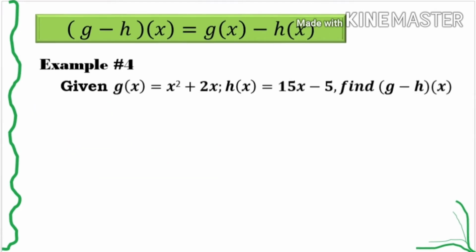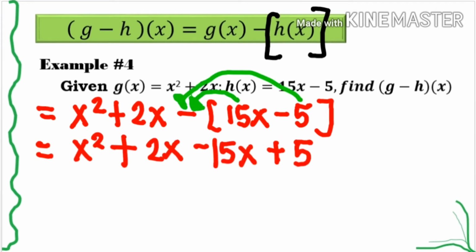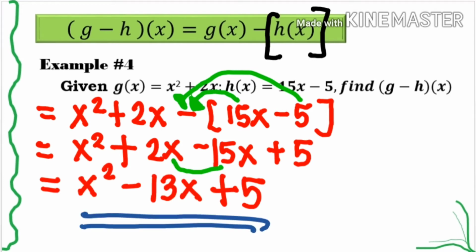Example number 4, given g of x equals x squared plus 2x, h of x equals 15x minus 5, find g minus h of x. Substitute the given to the formula. So we have x squared plus 2x, negative times positive 15x is negative 15x, negative times negative 5 is positive 5. And then x squared plus 2x minus 15x is negative 13x plus 5. So our answer is x squared minus 13x plus 5.